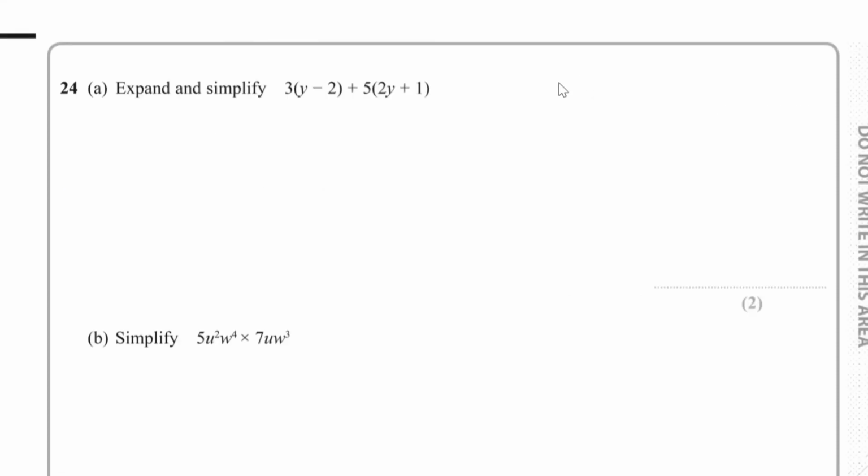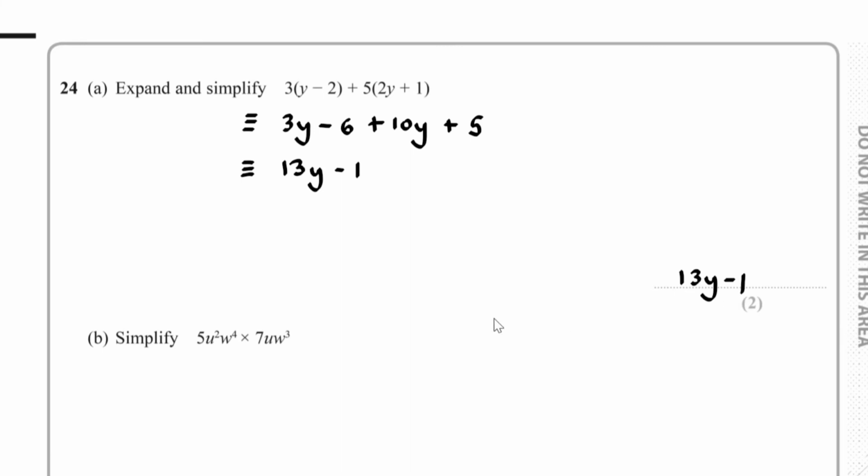Question number 24, for part A we have to expand and simplify 3 times by y minus 2 plus 5 times by 2y plus 1. Well, 3 times by y is 3y, 3 times by minus 2 is minus 6, 5 times by 2y is 10y, 5 times by 1 is 5. Collecting like terms, well, for the y's we've got 3y plus 10y, so that's 13y, minus 6 plus 5 is minus 1. So I've got 13y minus 1.